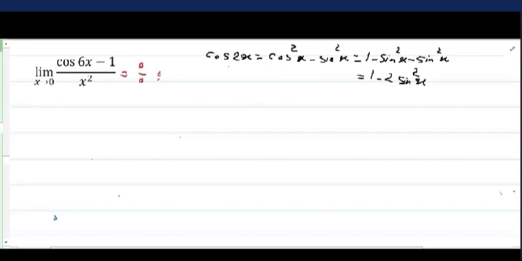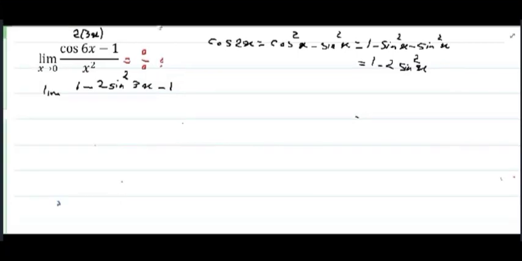So here I can write cosine in terms of sine. Here we put cosine 6x. Suppose that we have u, and I can write 6x as 2 times 3x. So here the x is replaced by 3x. So I have 1 minus 2 sine squared 3x, minus 1, so this limit of sine squared 3x over x squared when x goes to 0.